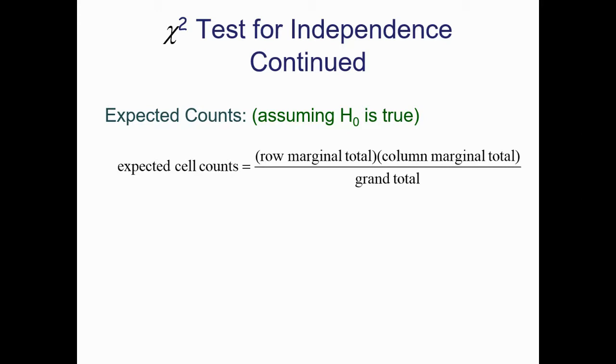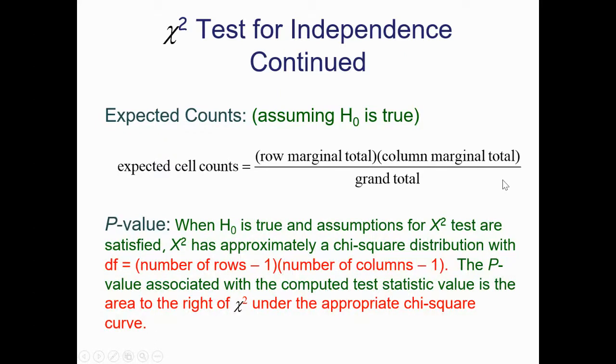And then the p-value. So when H naught is true, remember our null is that they're independent. When that is true, and the assumptions for the chi-squared test are satisfied, then x squared has approximately a chi-squared distribution with the rows minus 1 times the number of columns minus 1 degrees of freedom.